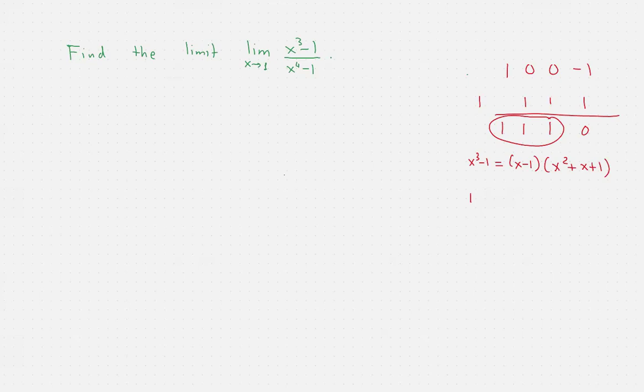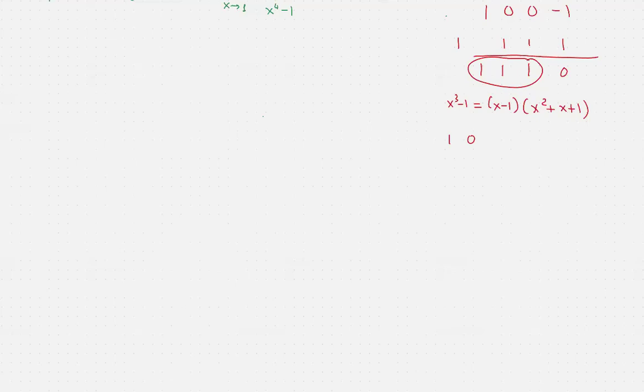So this time we will have 3 zeros. And 1. And a very similar situation. Oops, sorry, this negative 1. 1, 0. So this will give us that x to the fourth minus 1 is x minus 1 times x cubed plus x squared plus x plus 1.